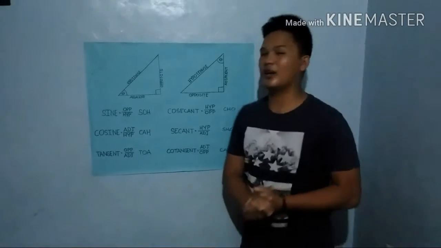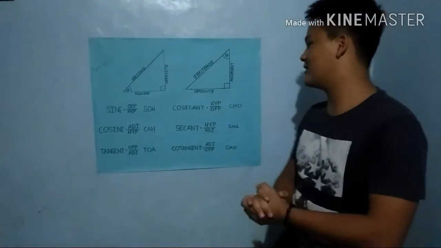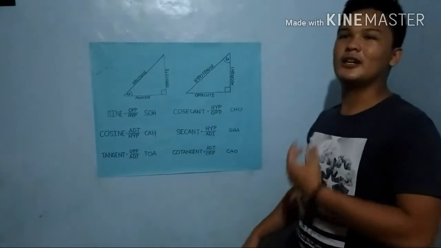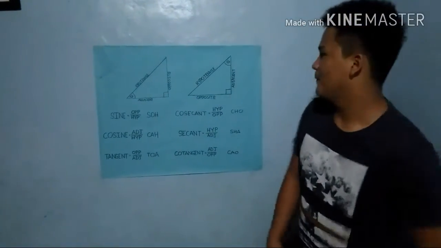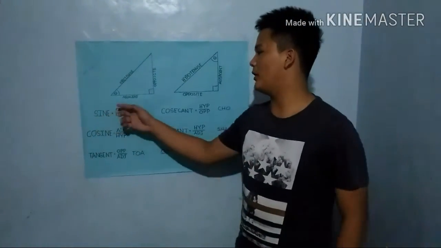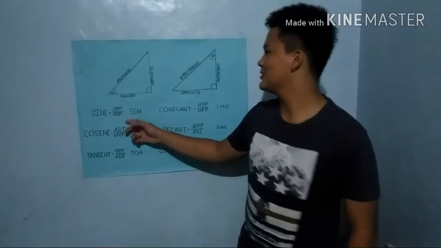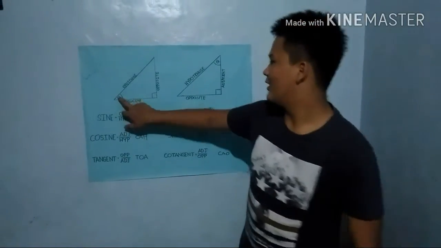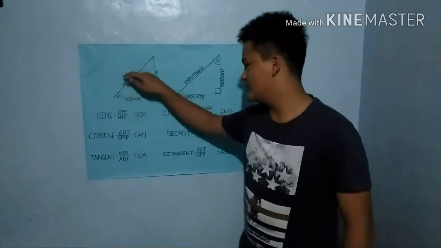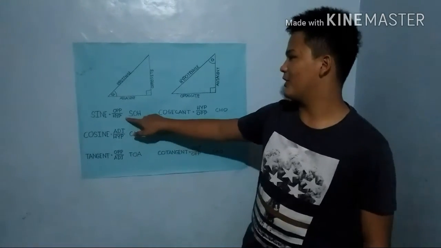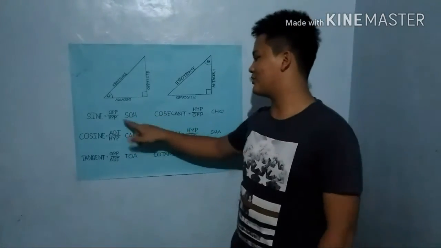Now I'm gonna teach you the first 3 trigonometric ratios: the sine, cosine, and tangent, or the SOHCAHTOA. First is sine, is equal to opposite over the hypotenuse. Sine theta, opposite over the hypotenuse. That stands for the abbreviation SOH.